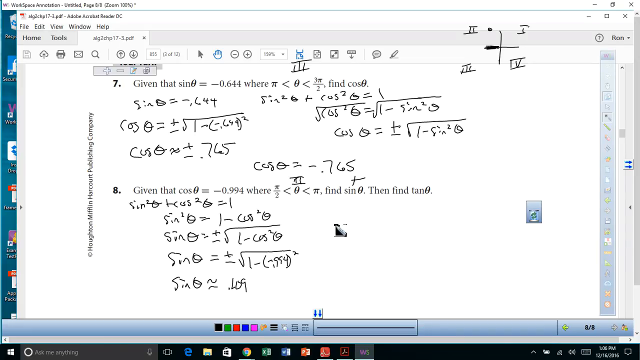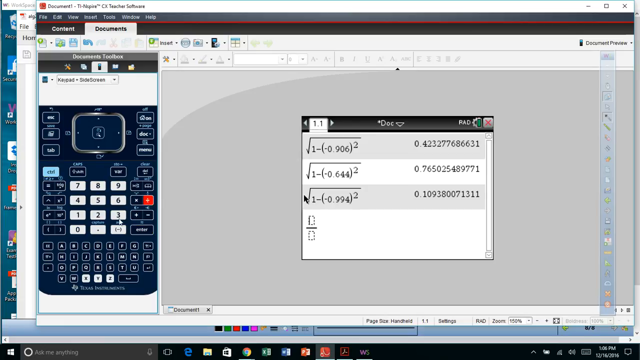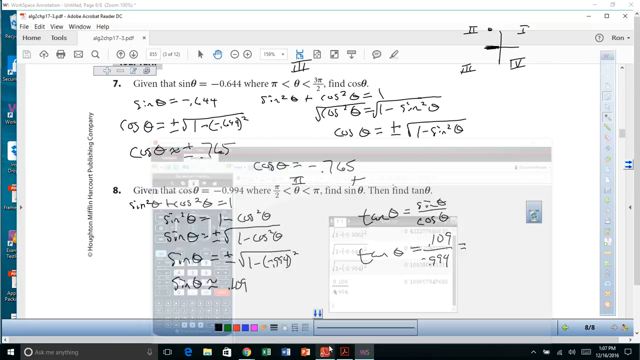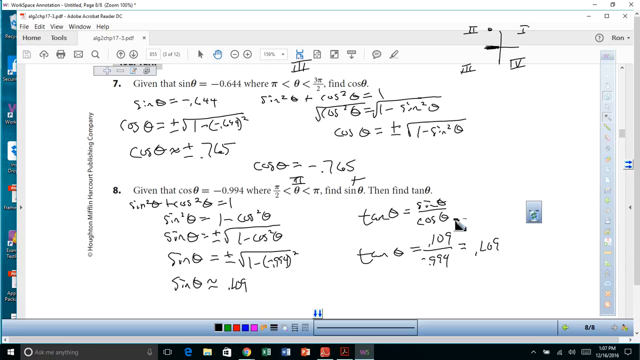All right. Now we need to find tangent theta, right? Remember, tangent theta is sine theta divided by cosine theta. So tangent theta is sine theta, we found is 0.109 over cosine theta, negative 0.994. So let's see here. 0.109 divided by 0.994, and we know that's going to be negative. Enter. That's going to be 0.109. So tangent theta is going to be 0.109, and that's in the second quadrant, right? So we know that's going to be negative. All right, good deal. Moving right along.